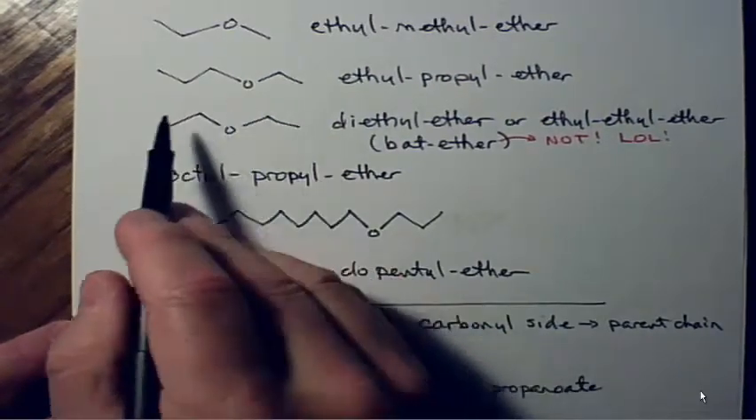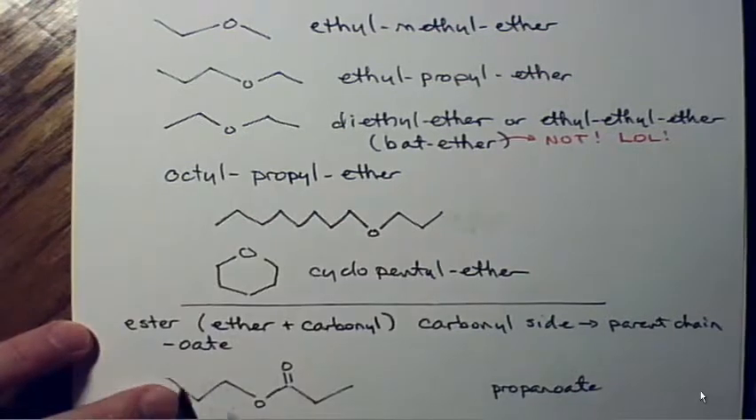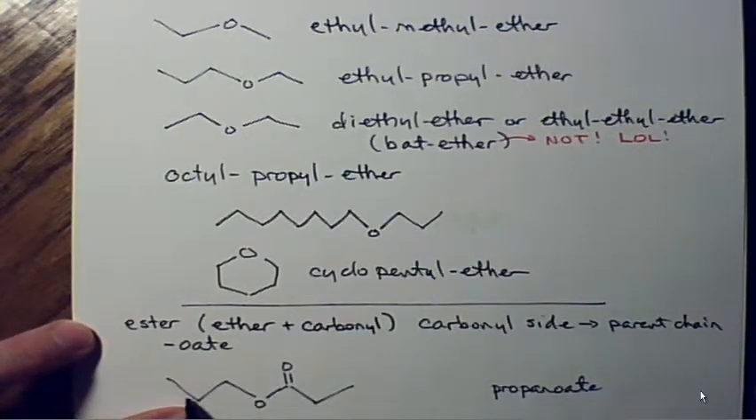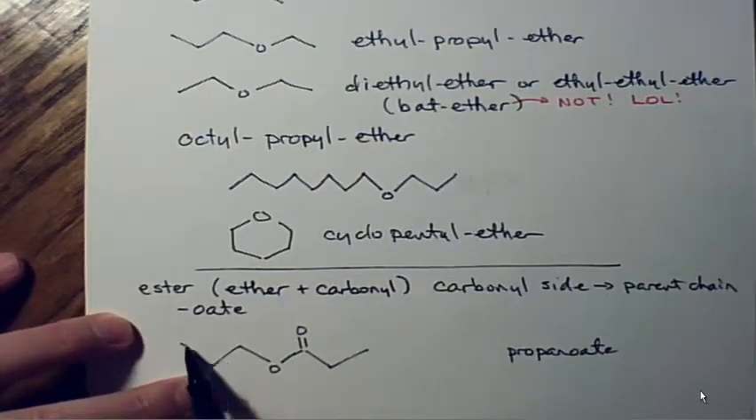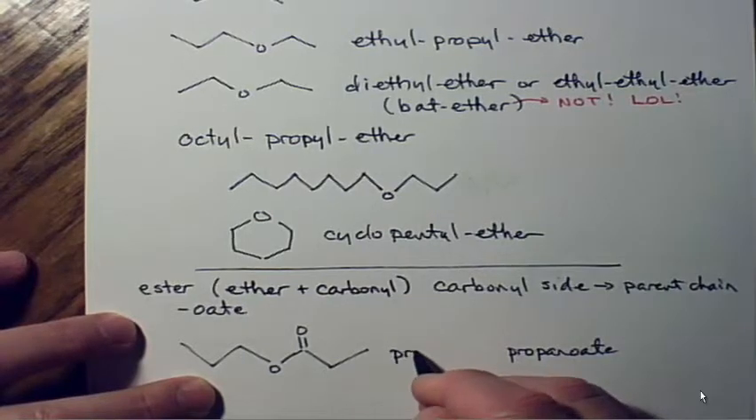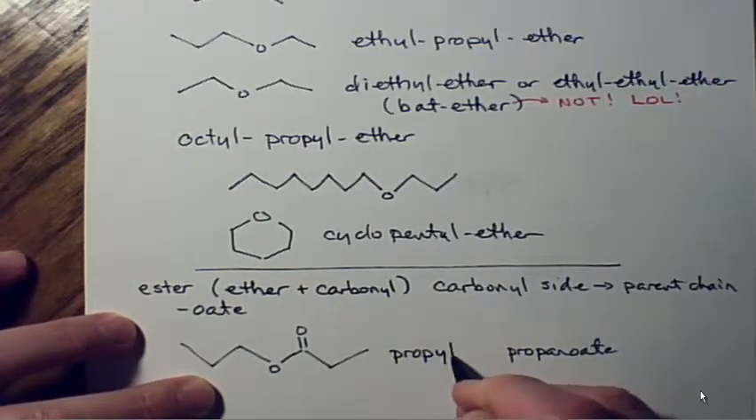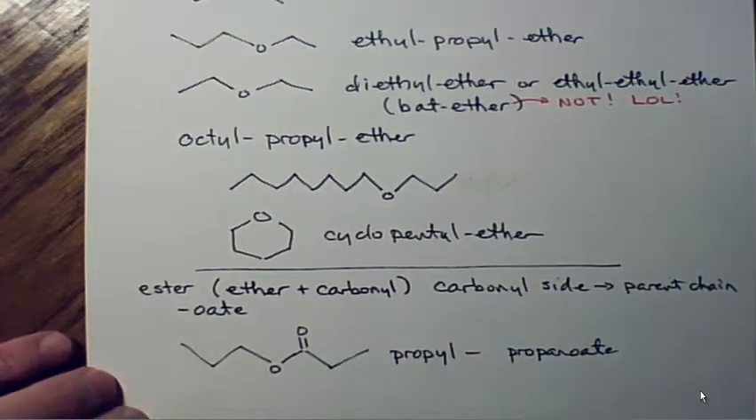Just like the carbon chains coming off the ether were side chains, the side of the ester with the ether is a side chain. Meth, eth, prop. So this is propyl. Propyl propanoate.